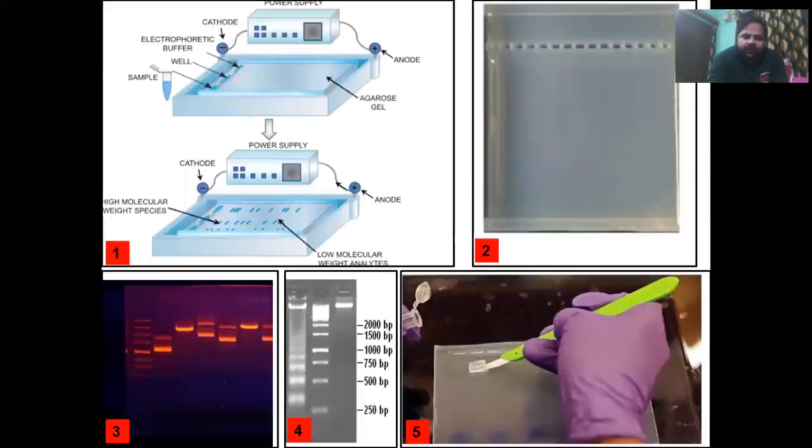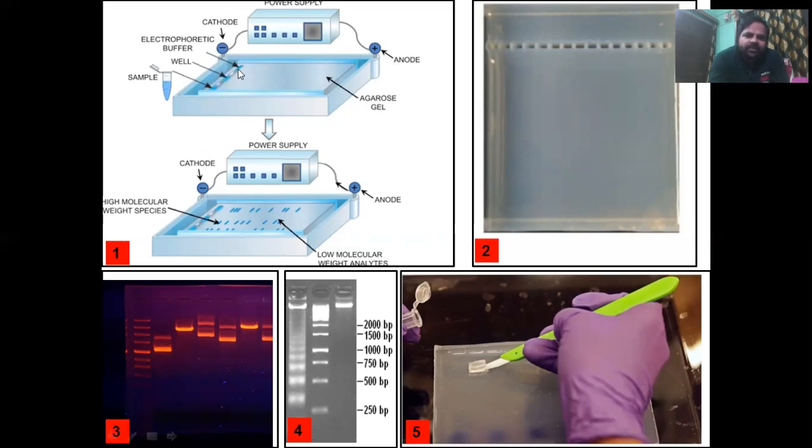We can see here that this second figure is showing the agarose gel. We can see here several wells. We load this digested DNA, and we apply the current. We can see here we have loaded this DNA in the wells nearby the cathode, and at the other end of this gel we employ the anode, and we supply this current.